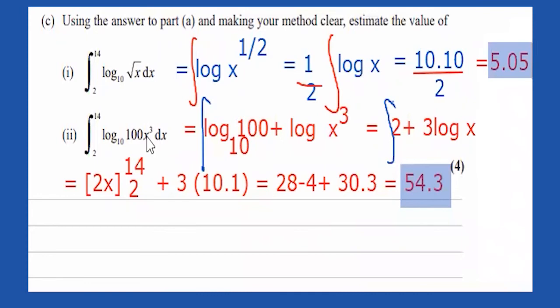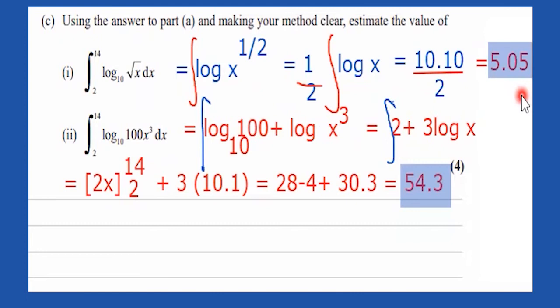Part C, question 1, says we want to integrate log of root x. Now, log of root x can be written using our basic knowledge of indices as log of x to the power half. And if we use the logarithm laws, we can write it as half log of x. Now, we have already evaluated in part A what the integration of log of x is, and that's 10.10. So we divide that by 2 to get 5.05. That is the answer to part C, question 1.